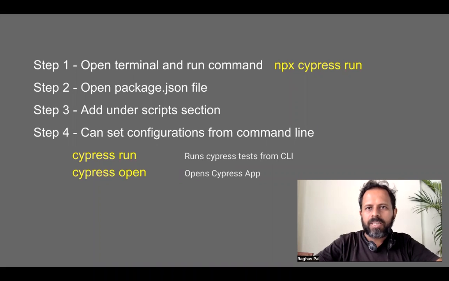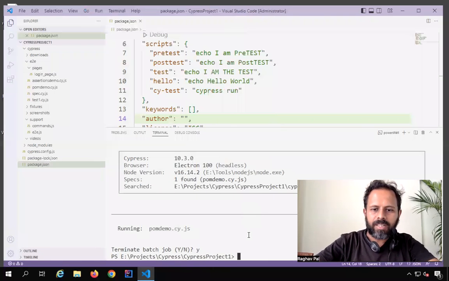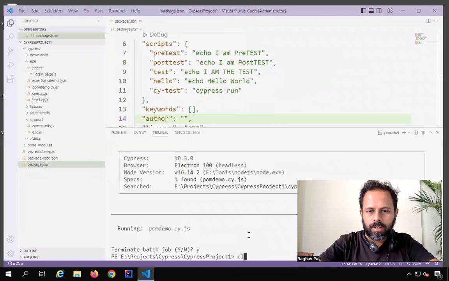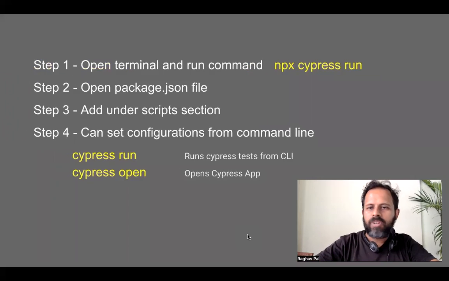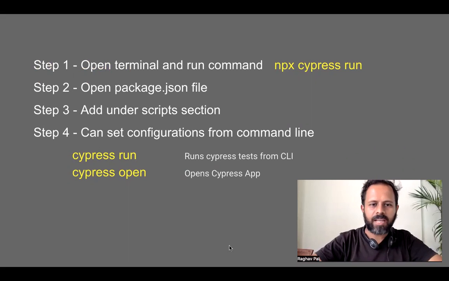Then Cypress open, this we have already seen. When we have to open our Cypress app, we use this Cypress open, and we have seen this earlier as well. So if I say npx Cypress open, it will open our Cypress app. And we have been doing this earlier because we were not running our tests from the command line. So we were running from the Cypress app.